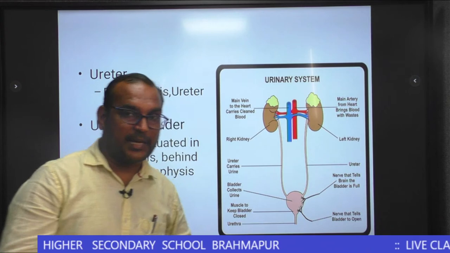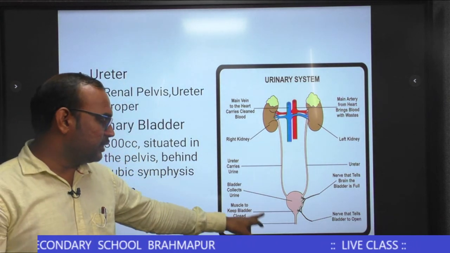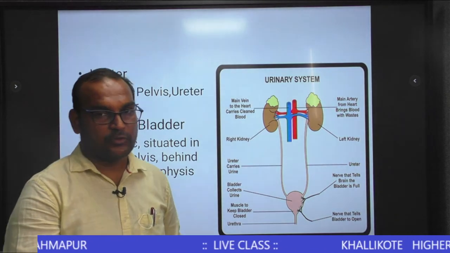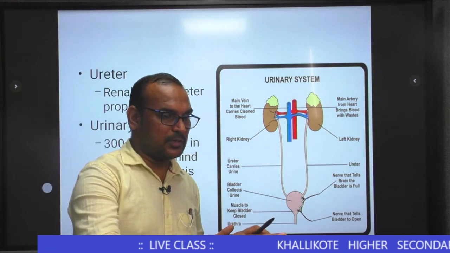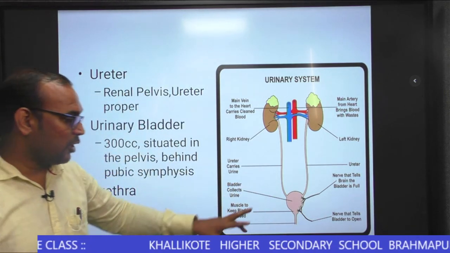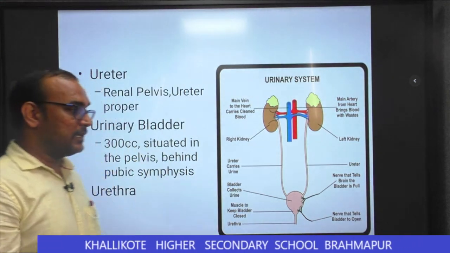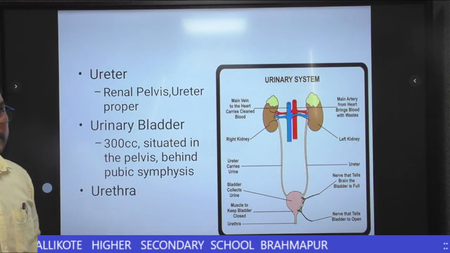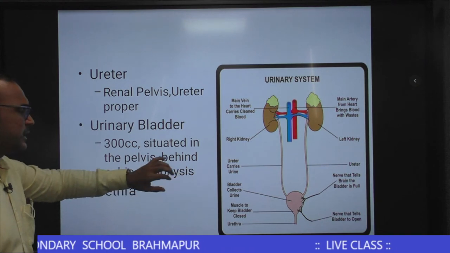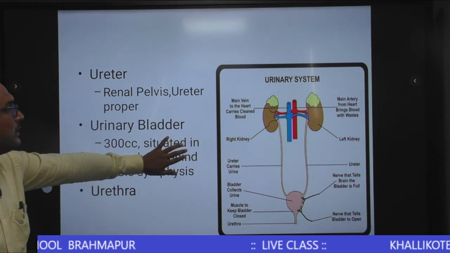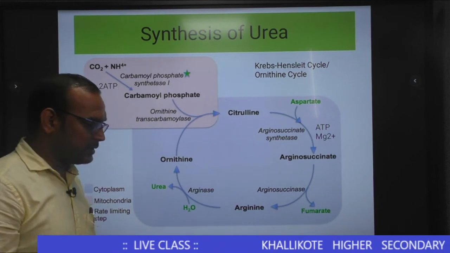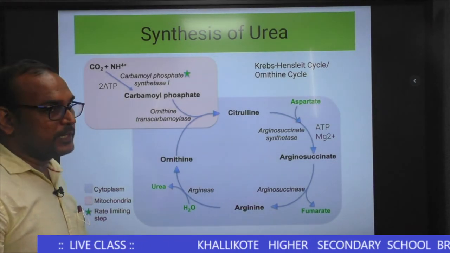But in the male, the urethra is common, from where the semen as well as the urine are both released from inside to the outside. So there is a common orifice and common structure in the male with respect to the urethra. Okay, so these are the basic structures of the urinary system. And let's briefly know how the urine is formed.